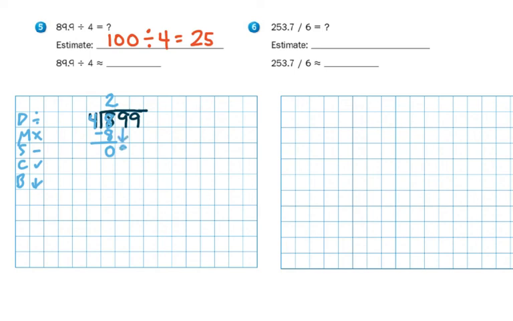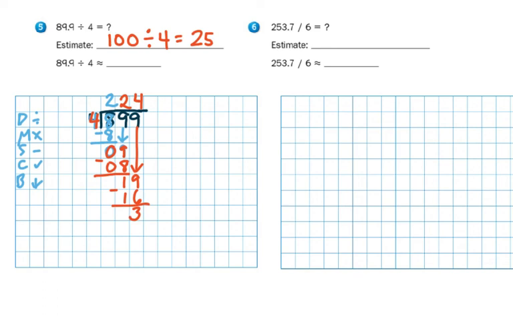Bring down your 9. Then you ask yourselves, how many 4s are in 9? And there's 2 of them. Go ahead and multiply. 2 times 4 is 8. Subtract. Yep, 1 is smaller than 4, so I can bring down my 9. How many 4s are there in 19? 4. And 4 times 4 is 16. My remainder is smaller than my divisor.